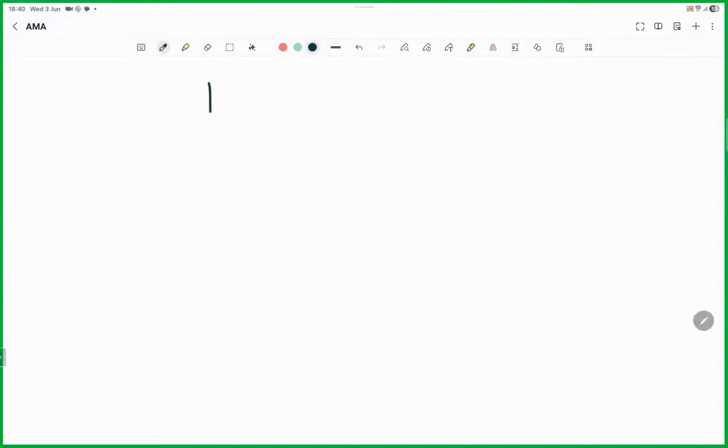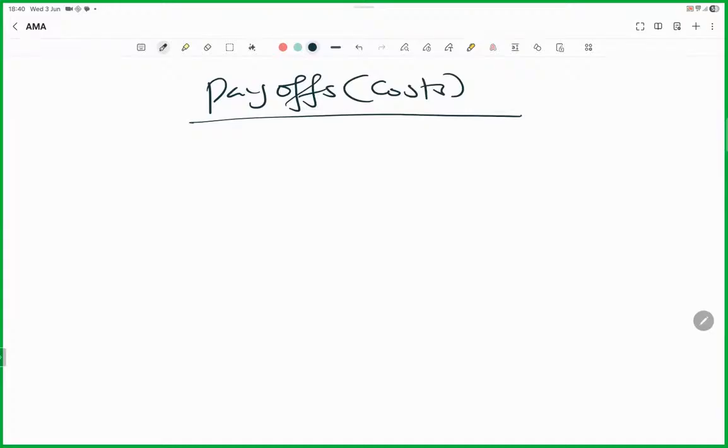So then we are given payoff. And these payoffs, this time around, they are in the form of costs. So we have three of them, three states. State 1, state 2, state 3.